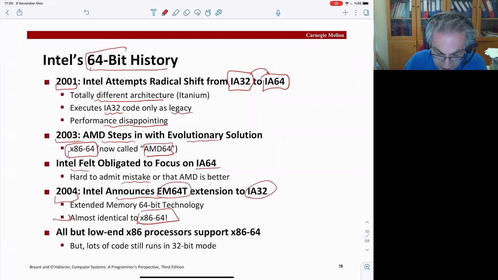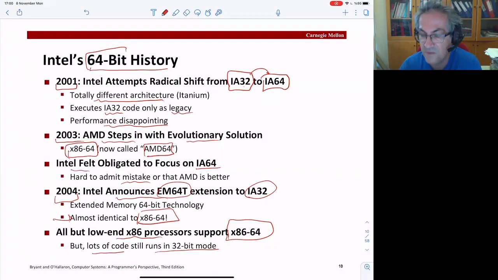Nowadays, all but low-end x86 processors support x86-64, but despite this fact, you'll note that a lot of code still runs in 32-bit mode, and we'll see the difference between 64 and 32 bits.